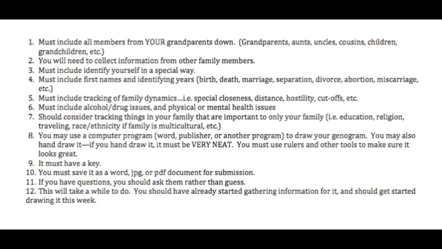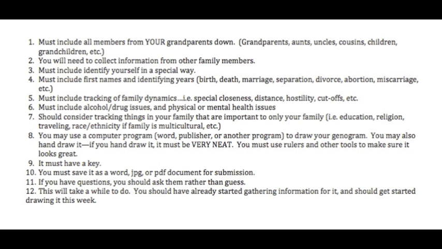You may also hand draw it. If you hand draw it, it's very important for you to be neat. You need to use rulers and other tools that make sure that it looks great and that it can be easily read and understood. This movie is showing you the option to use Microsoft Word and their drawing tools. I will not teach you how to use these tools. You can have someone else show you if you don't already know, or you can choose to hand draw it. Again, it just must be very neat.